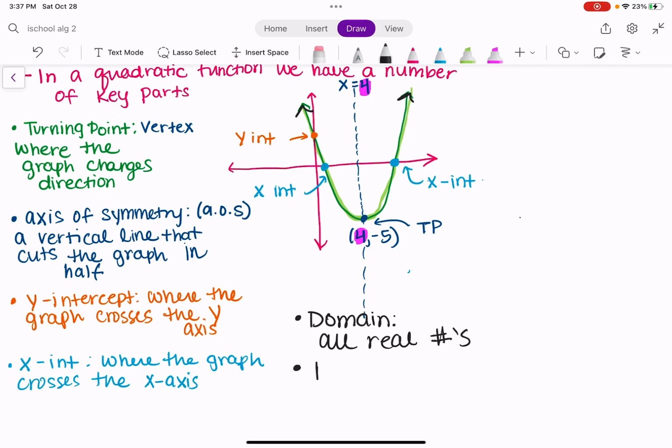And then lastly, for the range, remember, the range is all the possible y values. Now, if you notice, the graph is not going below -5, right? It's always going to be above -5. -5 is the lowest point. So our range is y is greater than or equal to -5. And it's always going to be the y part of the vertex, right? So you can write that down if that's helpful for you. Okay, so at this point, you are going to move on and try some problems talking about these key parts, and then we're going to kind of talk about how to solve for some of these things algebraically.